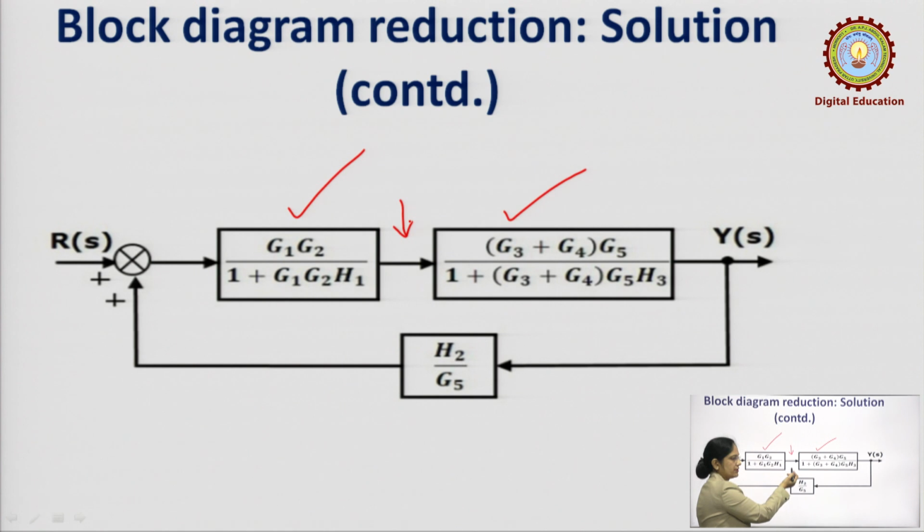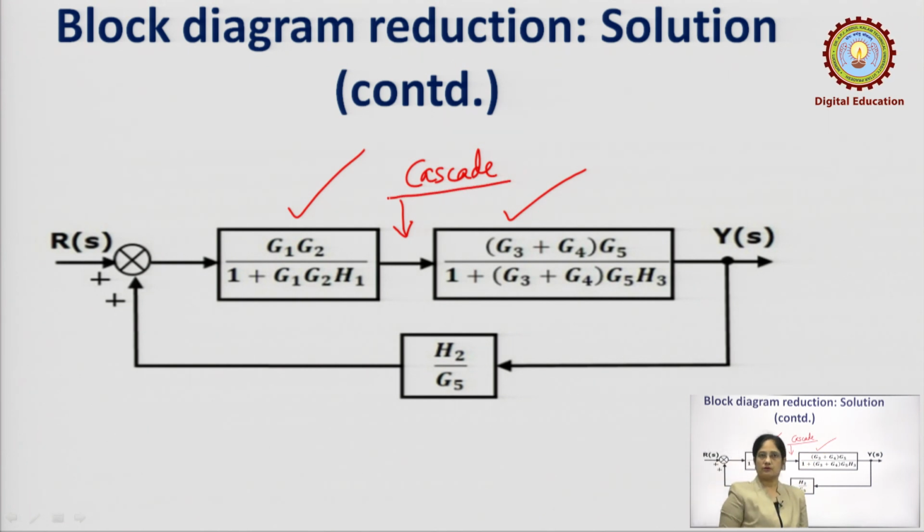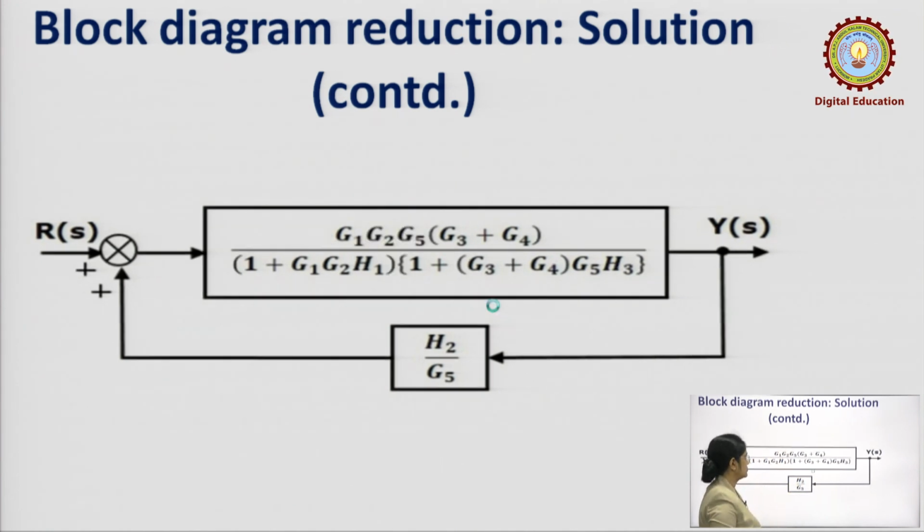Now we very well understand what the next step would be. Once the two blocks in cascade are solved, then we have a feedback path. In the feedback path, the value of the feedback loop is H2 by G5. So, in the next step we can see the combination of the two cascade blocks comes out to be this, and then the final reduction using the feedback loop.